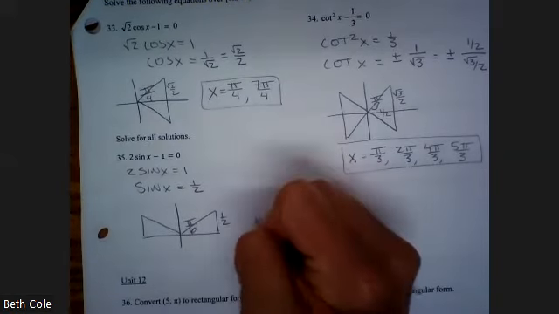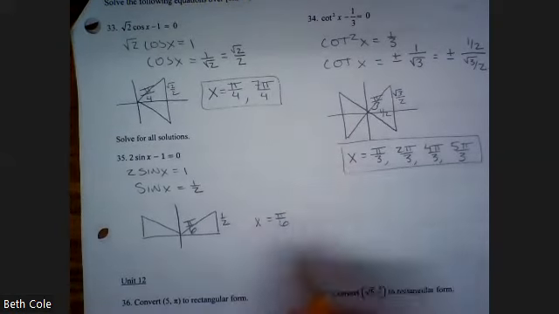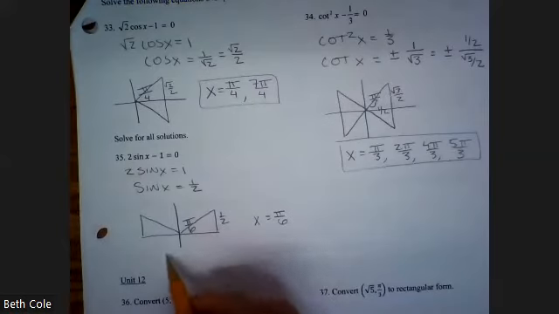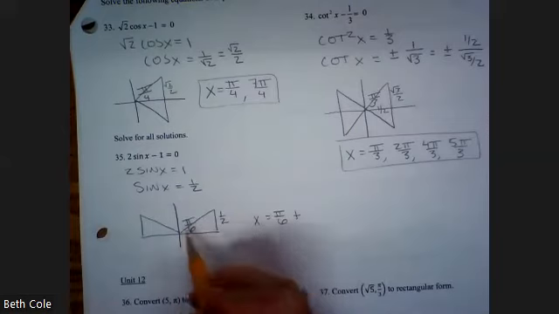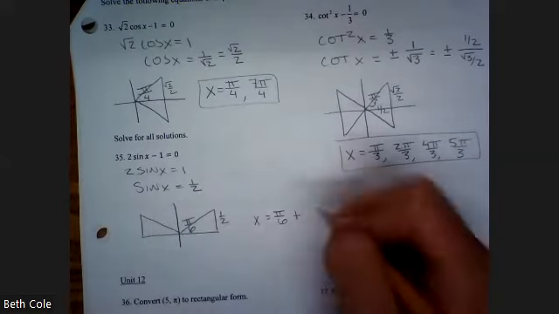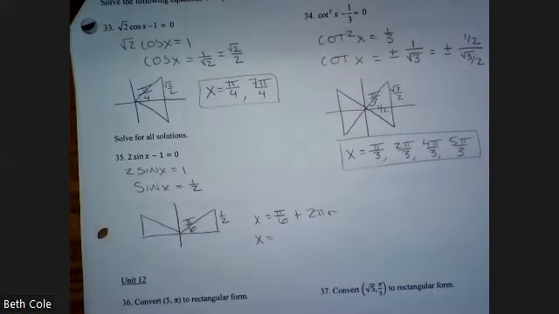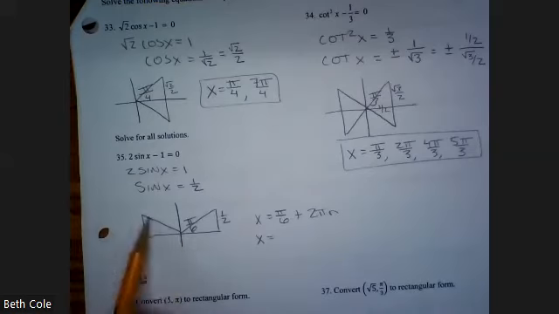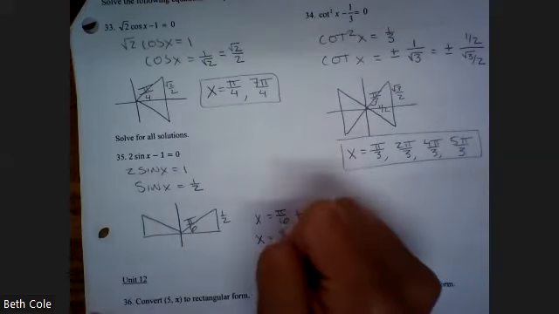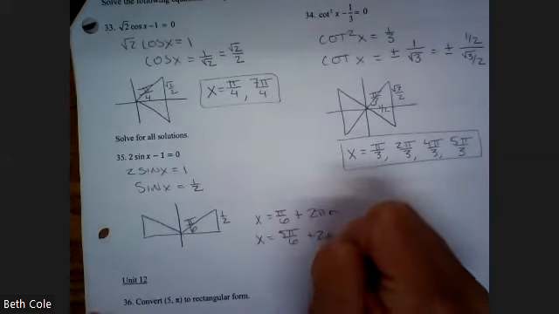So for this first one, it would be pi over 6, and you have to go the whole way around to land there again. So you would add what to go the whole way around? Yep, 2 pi n. And then we're going to do this one. You have to do them separately because they're not evenly spaced from each other. So what's this one? 5 pi over 6 plus 2 pi n.